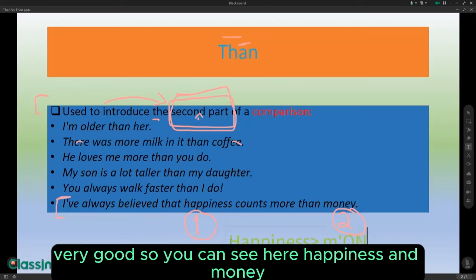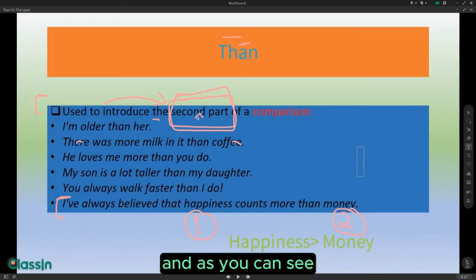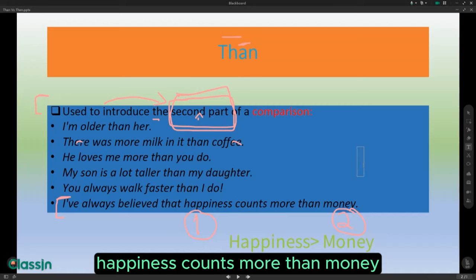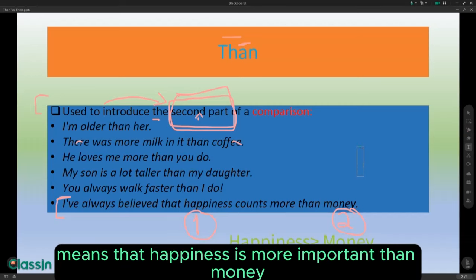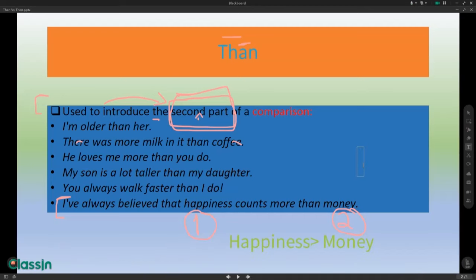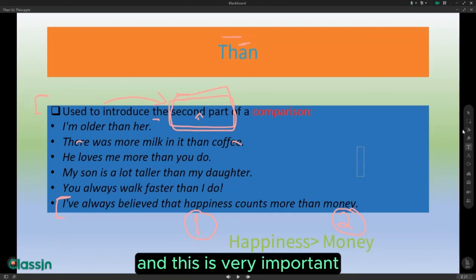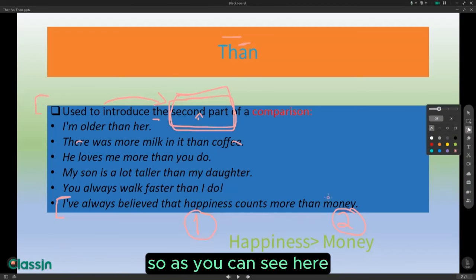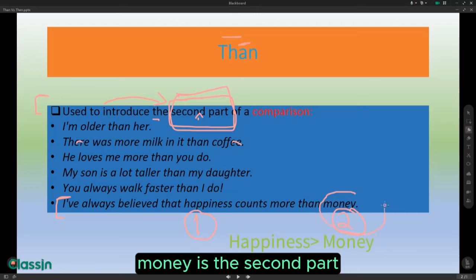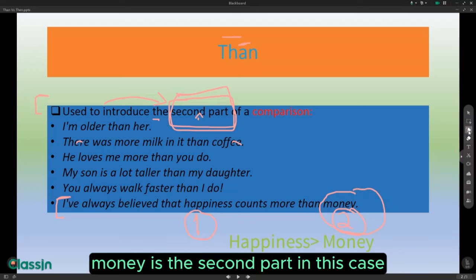Very good. So you can see here happiness and money. And as you can see, happiness counts more than money. It means that happiness is more important than money. And this is very important. So as you can see here, money is the second part. Money is the second part in this case.